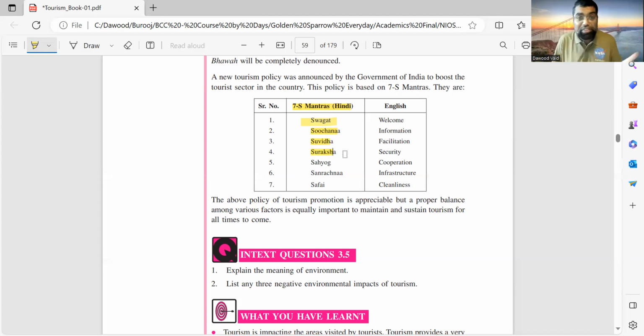Yes, some of the safest cities in India are Mumbai, Surat, Bangalore, so many. Are we giving them security? And are you helping them? Sahyog, cooperation. A little tougher one, number 6, is how good is your infrastructure? The bridges, the roads, everything. It is Sanrachna. All right. Sanrachna is the infrastructure. And finally, Safai, which is cleanliness. So please remember the 7S. It will be very easy for you to memorize and write in the long 6 marks question. It is a sure shot pointer for you to win very many points in this chapter. All the best. Good luck.